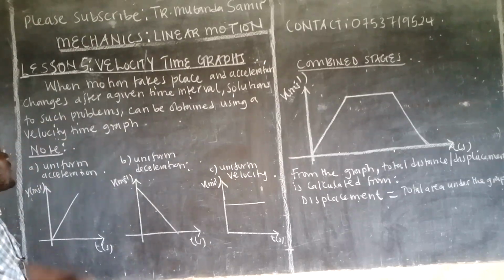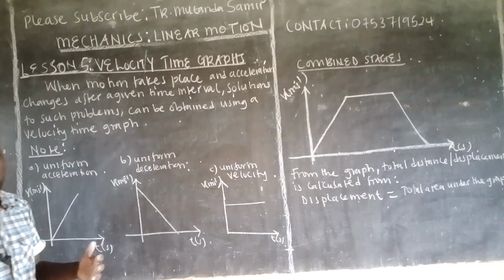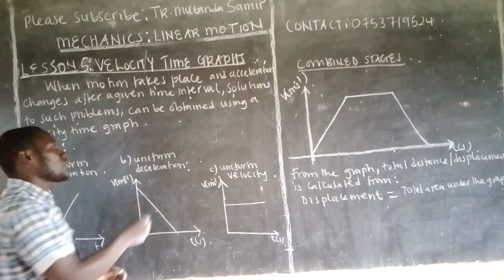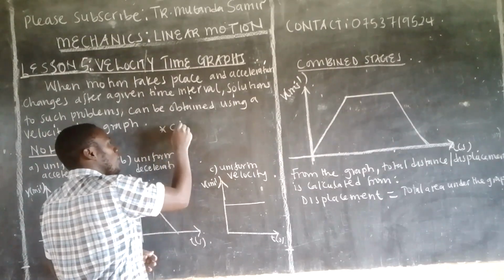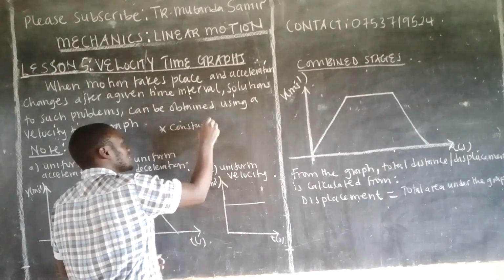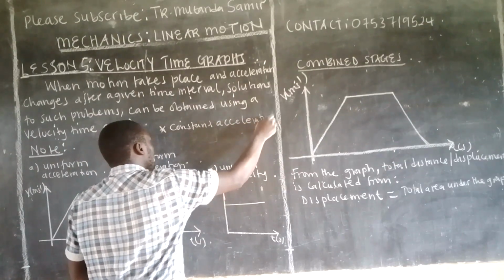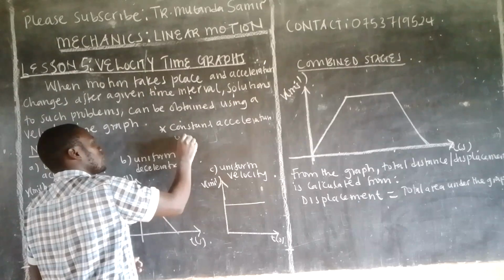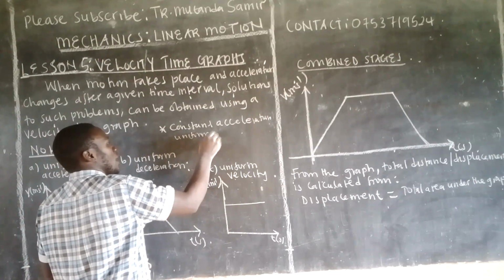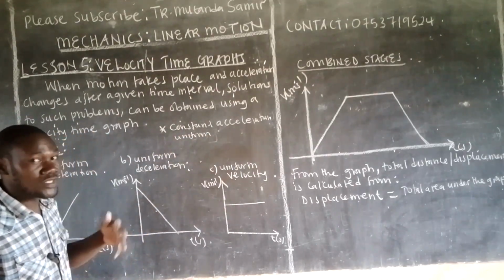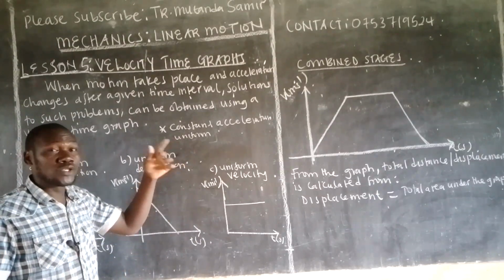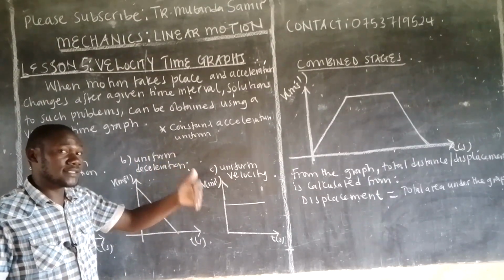Now, when do we use the velocity time graph? There is something you must know. Whenever you see the words constant acceleration or uniform acceleration, the word constant is the same as uniform, then you just know we are going to go by calculations to find the answer.